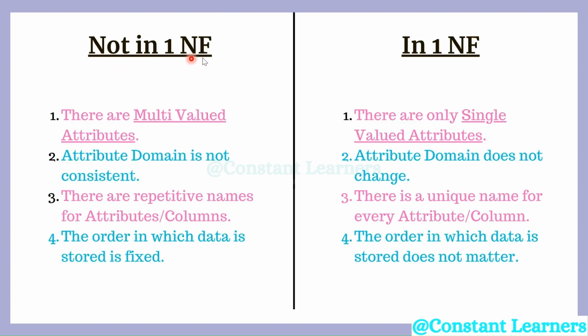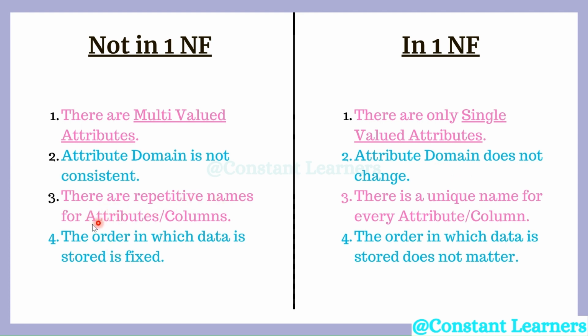So there are 4 rules for a table to be in first normal form. If there are multi-valued attributes, then it is not in first normal form. It can only accept single-valued attributes for a table to be in first normal form. If the attribute domain is not consistent, then also it will not be in first normal form. The attribute domain does not change. Integer columns will only accept integers. Character columns will only accept characters.